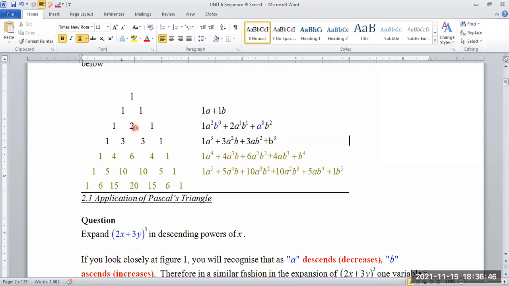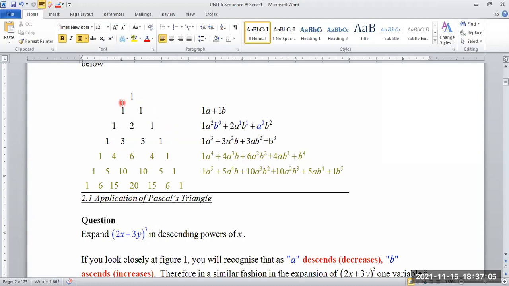This 1 plus this 1 gives me this. This plus this gives me that. 2 plus 1 is 3. 1 plus 3 is 4. 3 plus 3 is 6. 3 plus 1 is 4. 20 is 10 plus 10. 15 is going to be 10 plus 5. This 10 is 6 plus 4. So you can create your triangle.